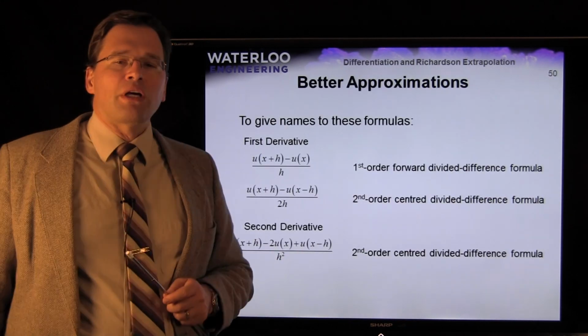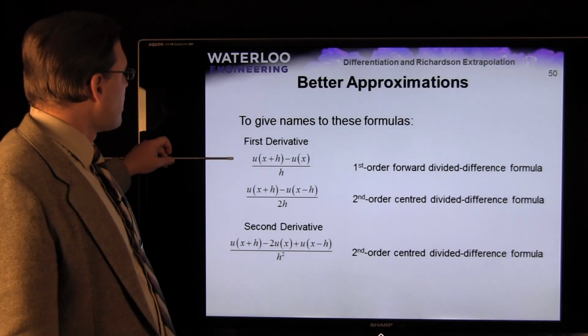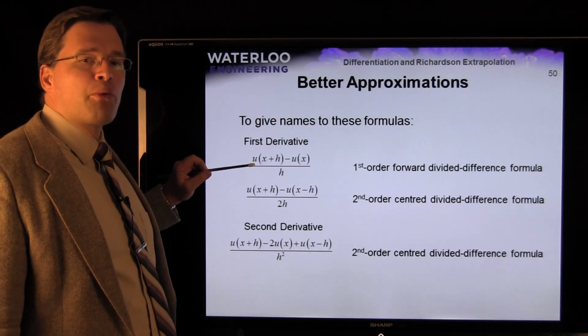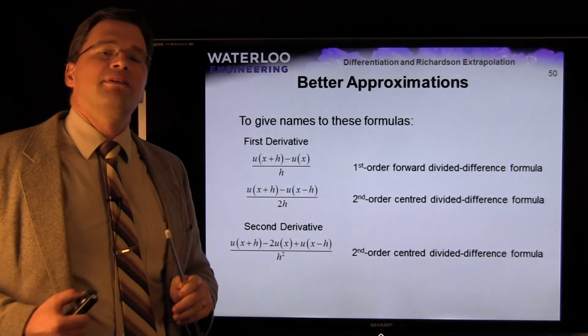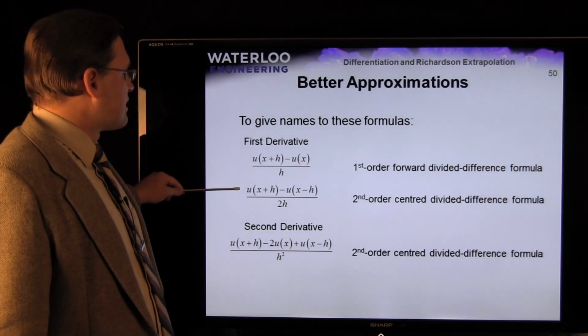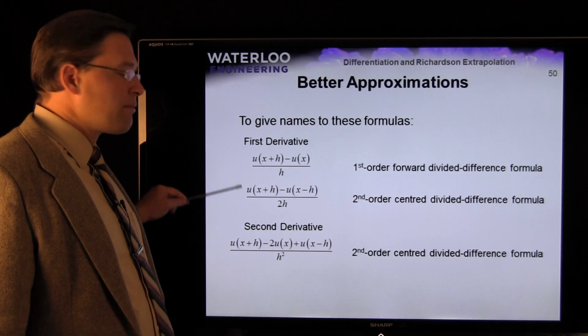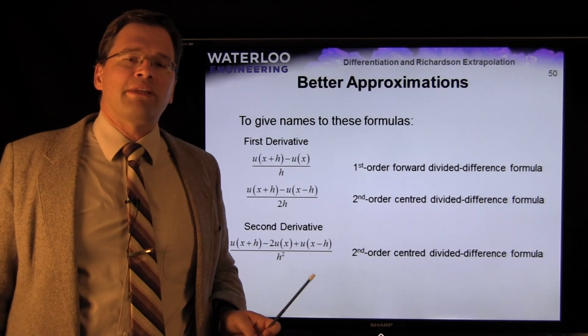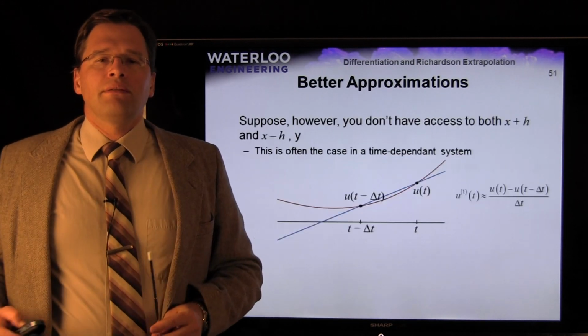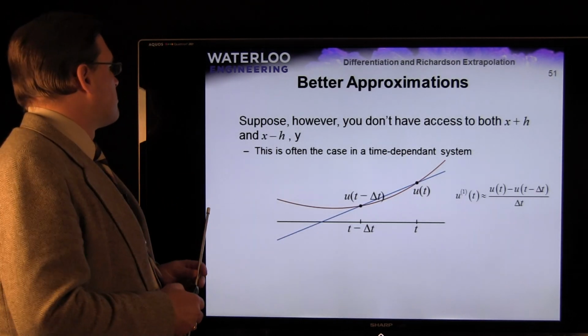So let's give these approximations some names. This is the first order forward divided difference formula. Why forward? Because we're going forward in x. This is the centered divided difference formula, and this is the second order centered divided difference formula approximating the derivative. All right.